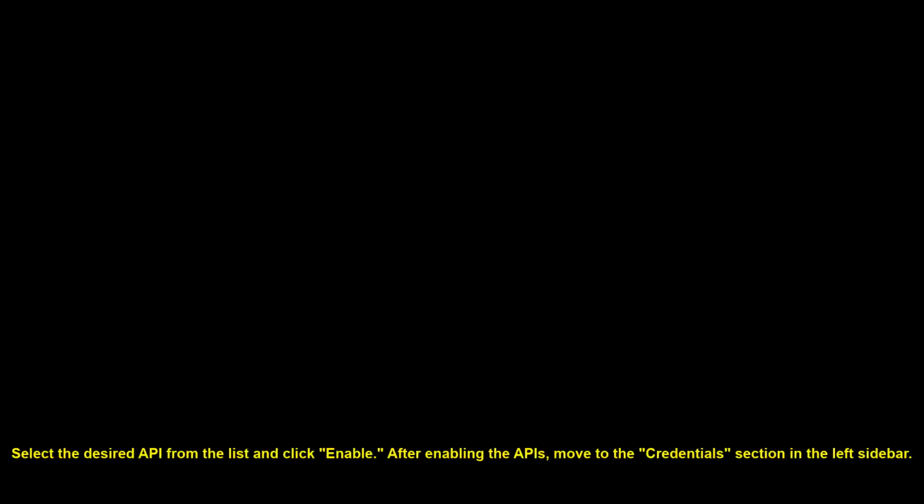Next, enable the necessary APIs. In the left sidebar, navigate to APIs and Services. Click on Library to access the API library. Search for the Google Workspace APIs you need, such as Google Drive API or Google Sheets API. Select the desired API from the list and click Enable.